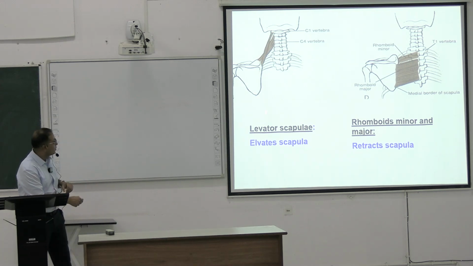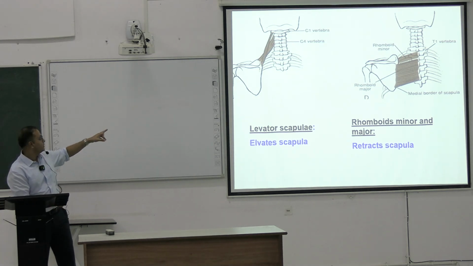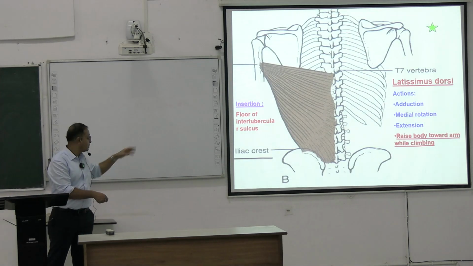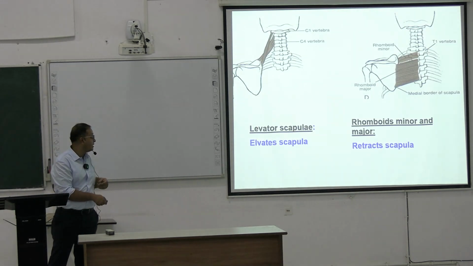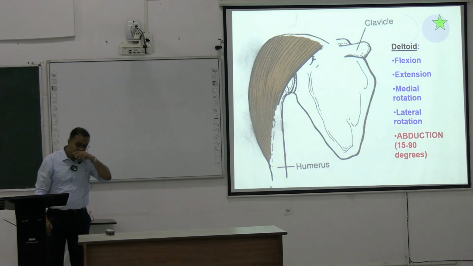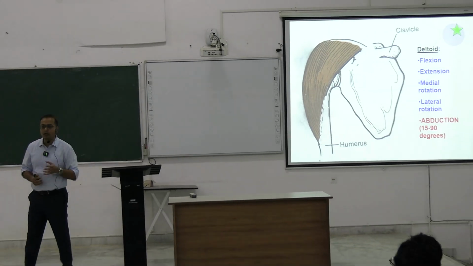Small muscle, we call it levator scapulae. You get the name, you get the action: elevate the scapula. So scapular elevation is done by levator scapulae. We will be focusing on the traps and the lats around it in the back, long extensive muscles which are present. Now, coming to the intrinsic muscles, the first one to deal with is deltoid.